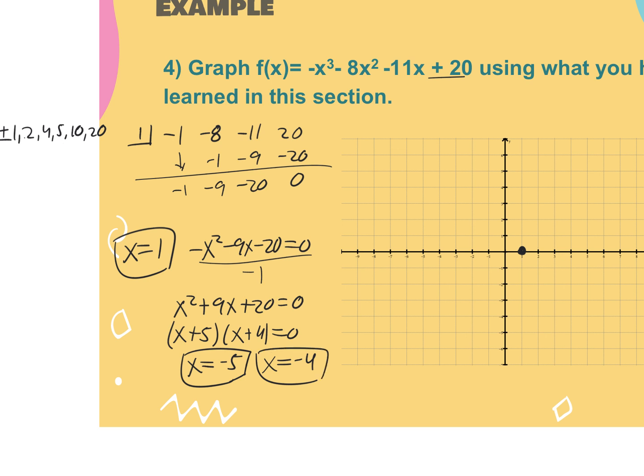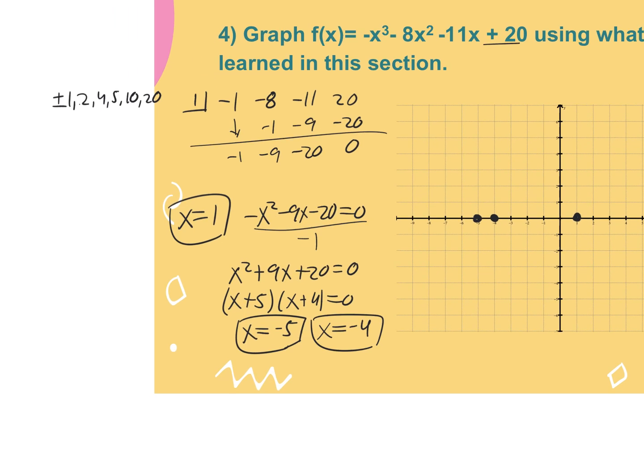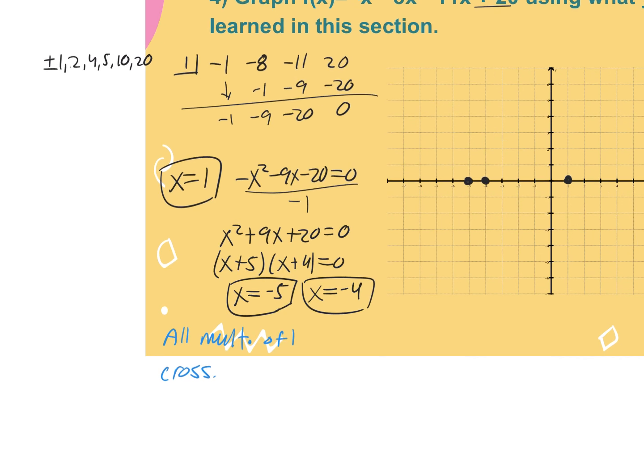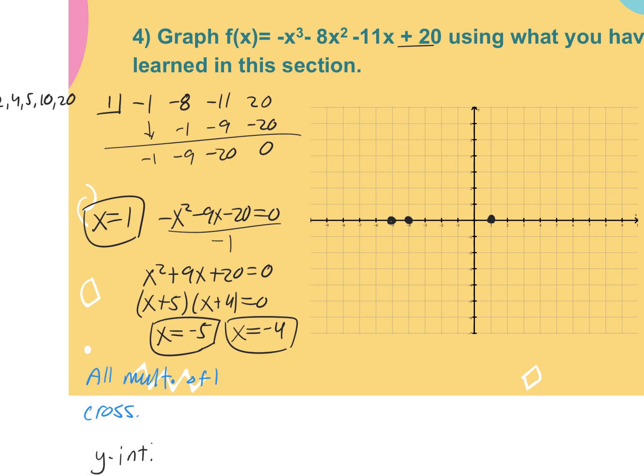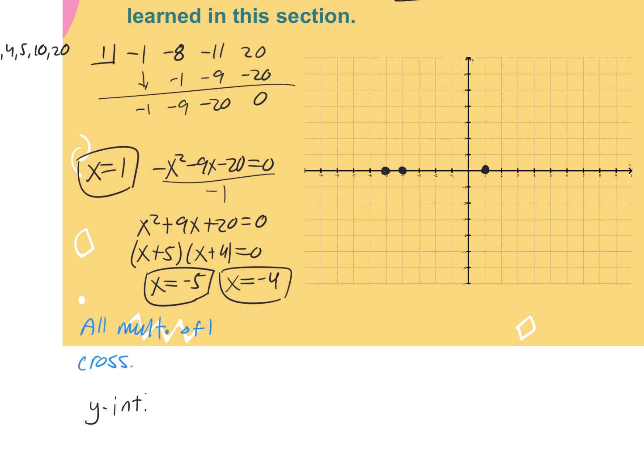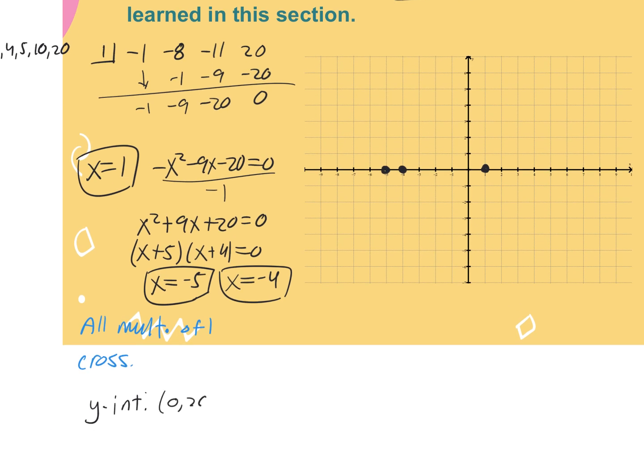So I'm going to go ahead and plot those, right? Negative 4, negative 5. And all of these have multiplicity 1, so all have multiplicity of 1, and this just means that it's going to cross at the x-axis. I want to know what the y-intercept is going to be, and our y-intercept is going to be that last number, as an ordered pair, 0, 20.